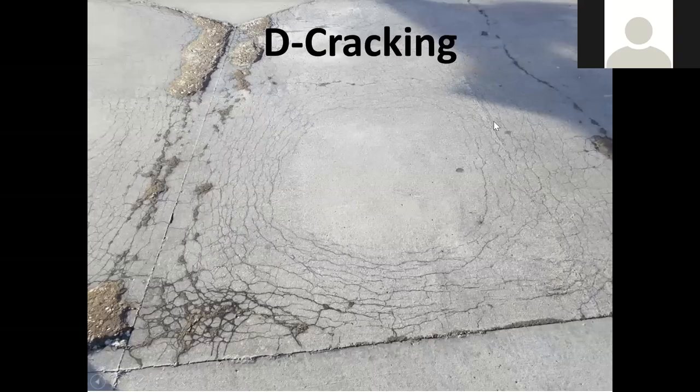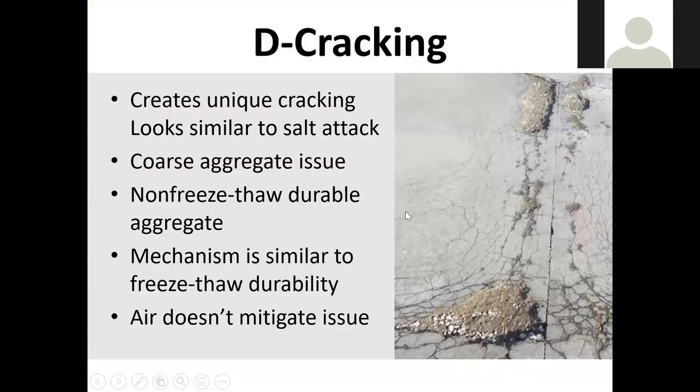Another freeze-thaw durability issue is with the aggregates, which we've talked about already. It makes this kind of D-cracking pattern. It's an issue with the aggregate, where the pores in that aggregate fill with water, and it goes in there and it freezes and thaws. Same mechanism as freeze-thaw durability in concrete. So some aggregates aren't very good and they'll cause cracking.